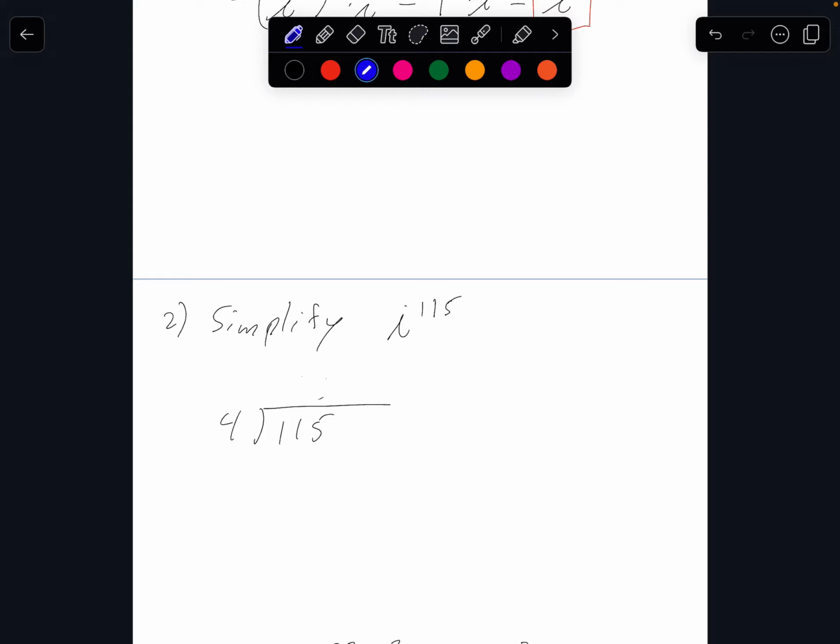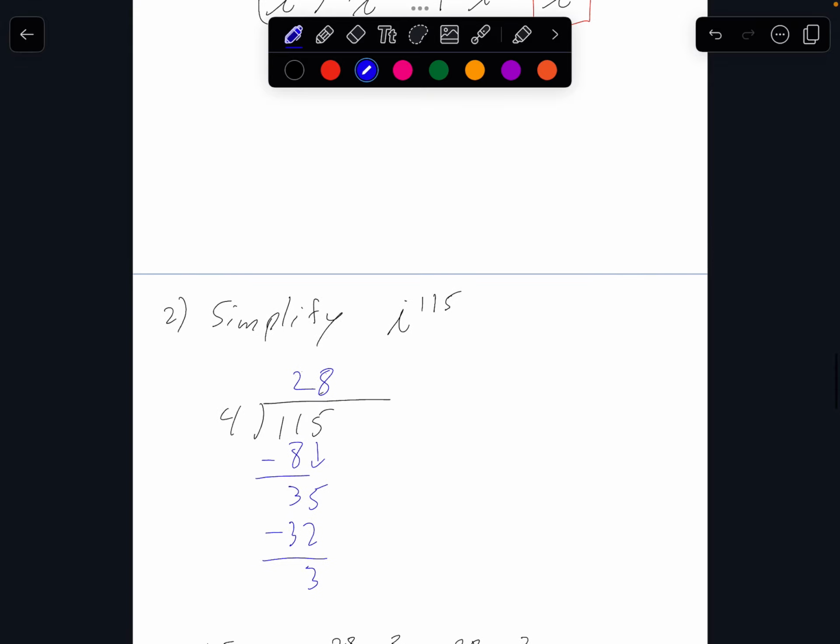So 4 goes into 11 twice. 4 times 2 is 8. 11 minus 8 is equal to 3. We bring down the 5. And then 4 goes into 35 8 times. 8 times 4 is 32. Subtract it to get 3, and that is our answer, which is 28 with the remainder of 3.